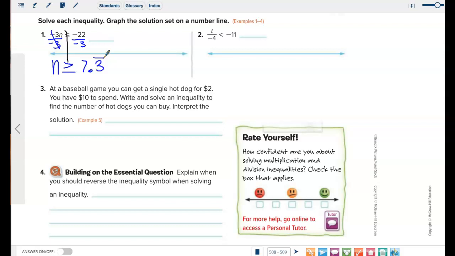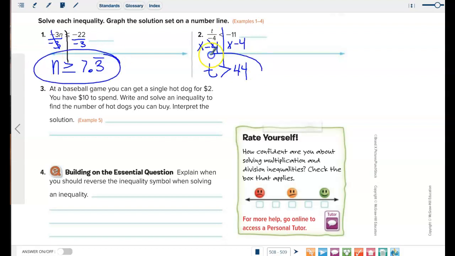On number 2, I draw my line. I have t divided by negative 4 is less than negative 11. So t and negative 4 are divided, so I do the opposite operation. The opposite of dividing is multiplying. What you do to one side, you do to the other. I multiplied by a negative number, so my sign is going to switch. And then a negative 11 times a negative 4 is a positive 44.